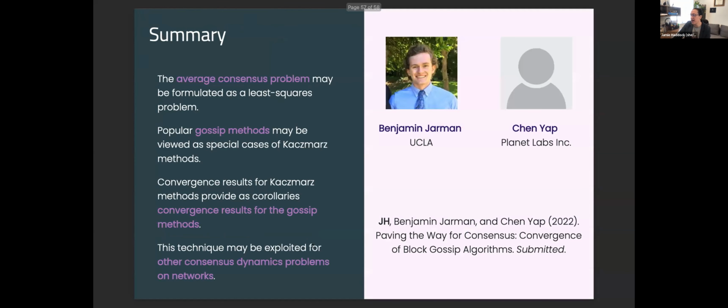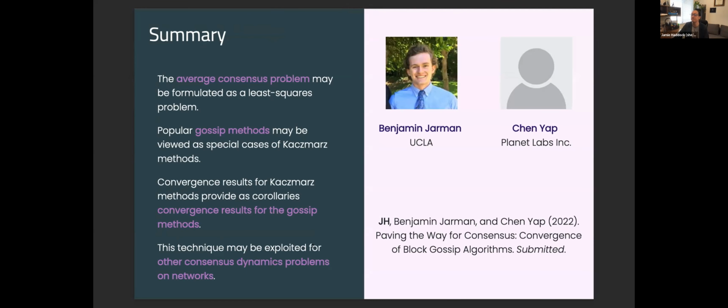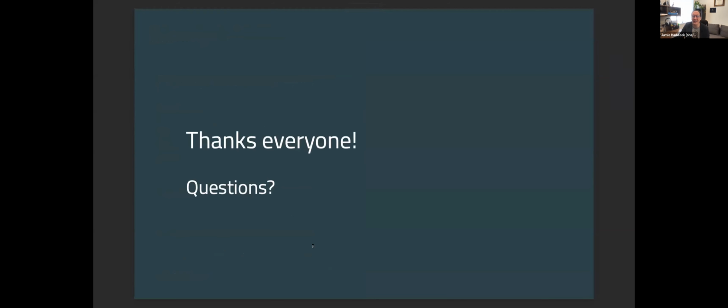All right, so with that, let me just conclude, remind you of my wonderful collaborators, and remind you that what we've seen today is that the average consensus problem, we may formulate it as a least squares problem. We can then view popular gossip methods as special cases of Kaczmarz methods, or possibly other classical methods from iterative linear algebra. Convergence results for those numerical linear algebra methods then provide us corollaries, convergence results for the gossip methods. And my hope is that this technique may be exploited for other consensus dynamics problems on networks. All right, with that, I will wrap up, and I thank you for your attention.